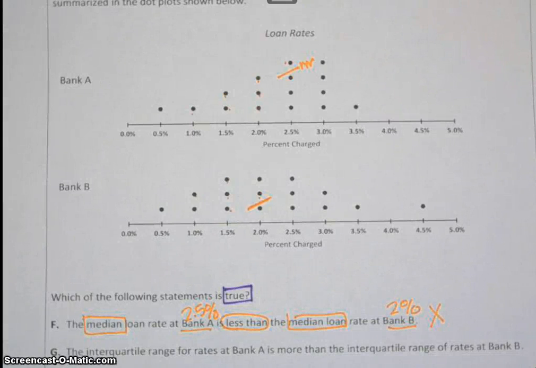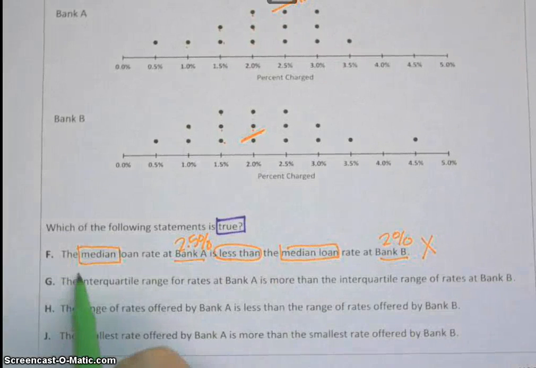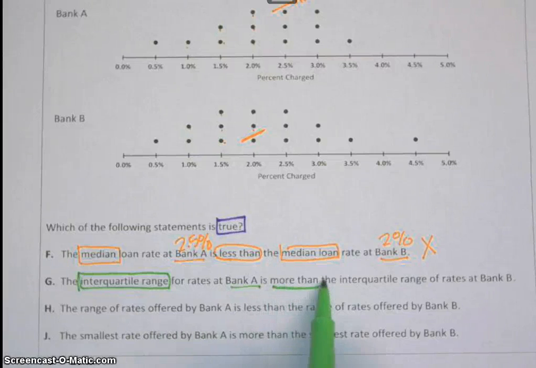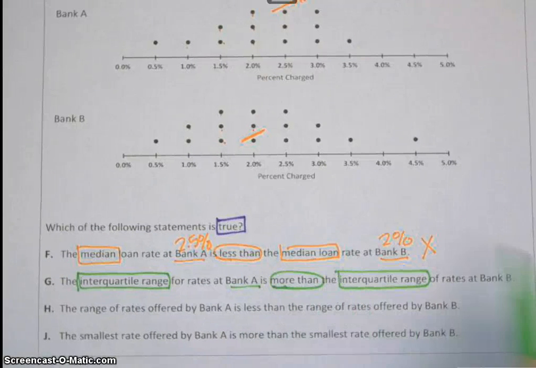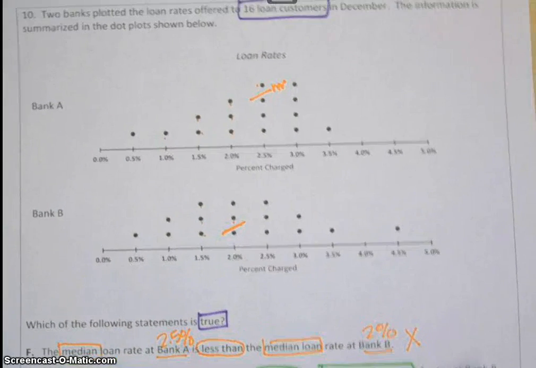All right, let's go to G. G says the interquartile range, woo, long vocabulary word, for Bank A is more than the interquartile range for bank B. All right, interquartile range on a box plot. What? We hadn't done that yet, so let's do it now.